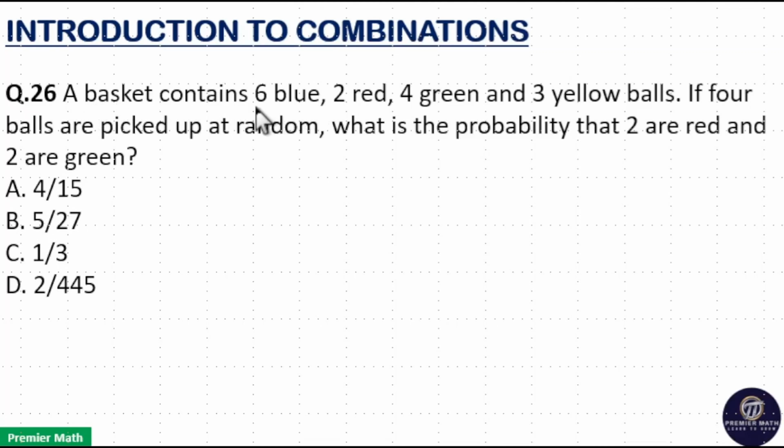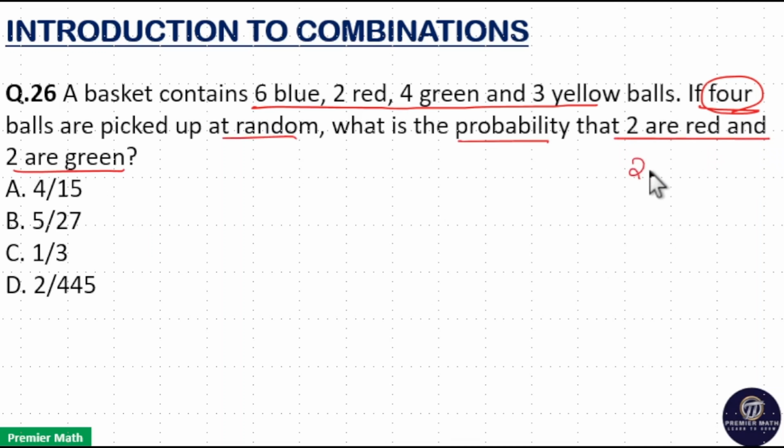A basket contains 6 blue, 2 red, 4 green and 3 yellow balls. If 4 balls are picked up at random, what is the probability that 2 are red and 2 are green? So here our favorable outcome is 2 red and 2 green. Here and means multiplication. So here total outcome means total number of balls are 6 plus 2 plus 4 plus 3, which is equal to 15. So out of this 15 we should select 4 balls. So 15C4 is the total outcome.